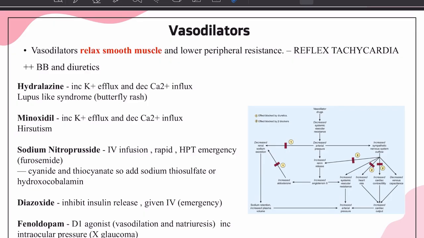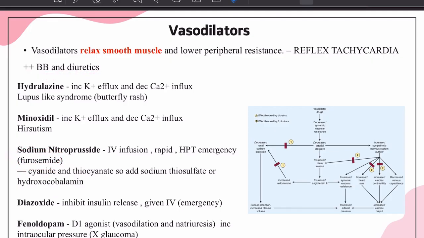Sodium nitroprusside, remember it as an IV infusion, very important in hypertensive emergencies, like enalaprilat and labetalol. But the problem with sodium nitroprusside is the toxic agents that can be produced when the drug is metabolized, which are cyanide and thiocyanate. So we need to add sodium thiosulfate and hydroxocobalamin to the management. What does furosemide mean? It's nothing but just a diuretic.